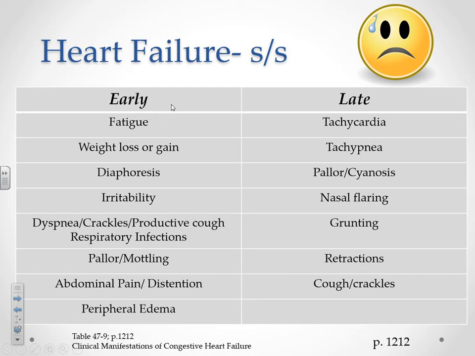The right side of my heart, I'm having right-sided failure and it's building up. If we have pressure in our venous system, where is it going to push that fluid out into the tissue? So I could have swelling. They're not typically going to have swelling in their face first. It's typically going to be later on. It's typically going to be in their feet, and the edema is going to move its way up.